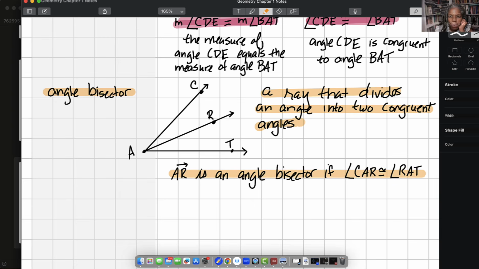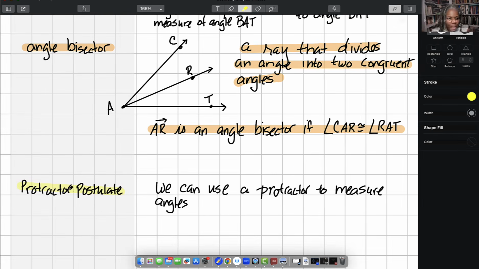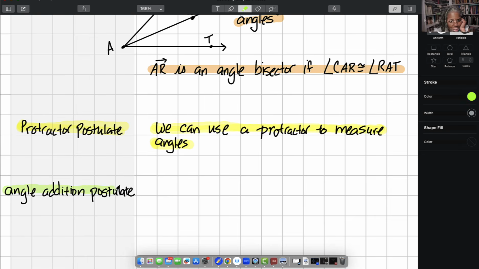All right, we've got a couple of postulates. Let's go ahead and make sure we get these before we start our examples. So basically, the protractor postulate gives us the power to use a protractor to measure angles. And so we can successfully measure the angles by figuring out the location of the two rays and subtracting the difference between them. So we'll practice that in class when we use our protractor. And our final postulate today is going to be the angle addition postulate.